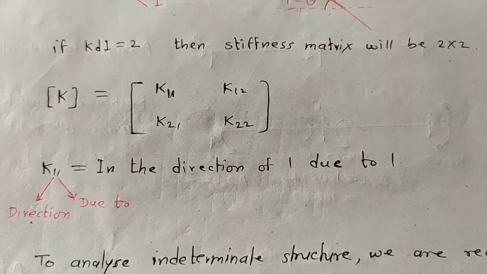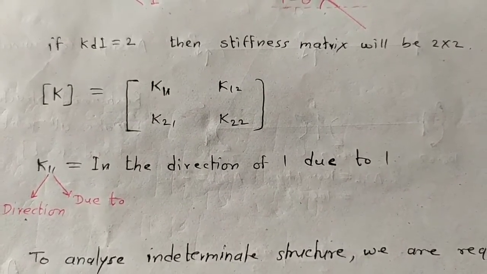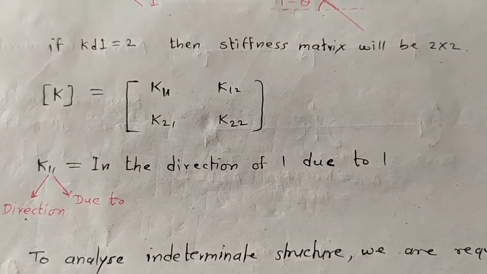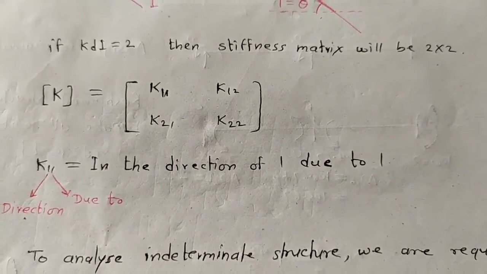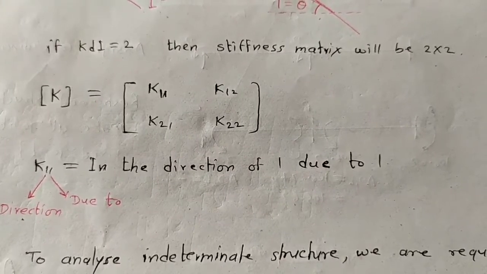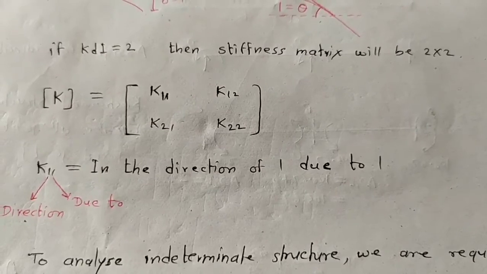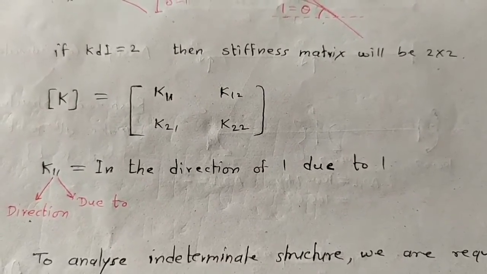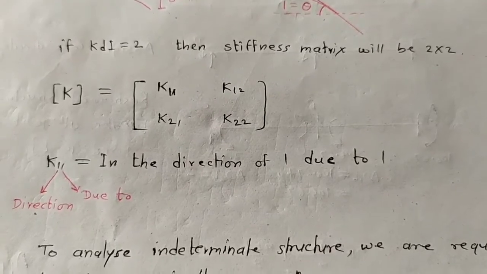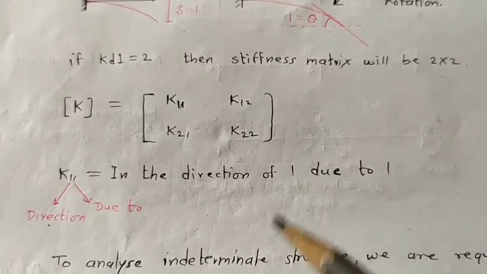Up till now, to analyze an indeterminate structure, we have gone through different methods, but the stiffness method is quite different from the rest of the others, because the stiffness method is a type of matrix method of analysis. So, to solve any problem by the stiffness method, we have to form a matrix. Here I have shown a stiffness matrix.